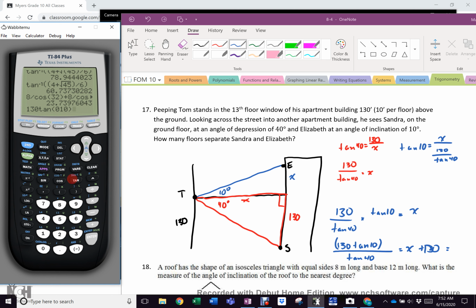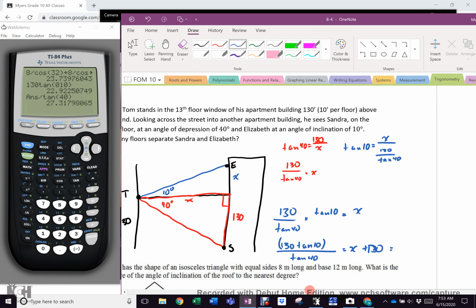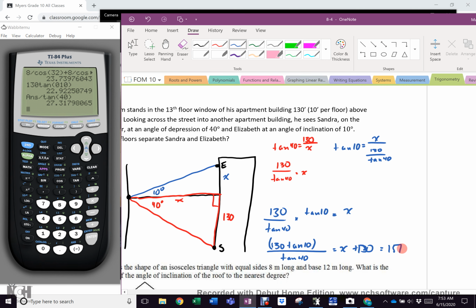Now I forgot to put brackets at 130, so I'm going to have to hit equals. Now I can divide by tan 40. And I'm going to get 27.3. So 27.3 plus 130 is 157, which is about 16 floors.